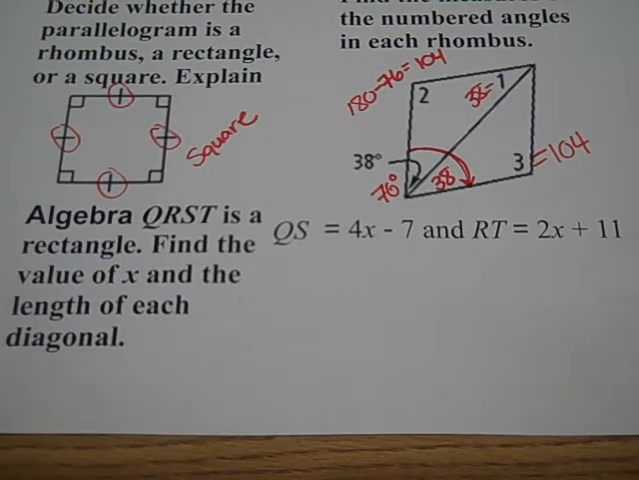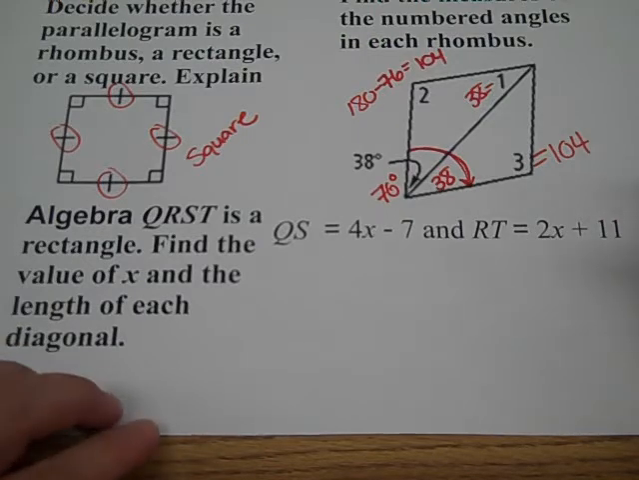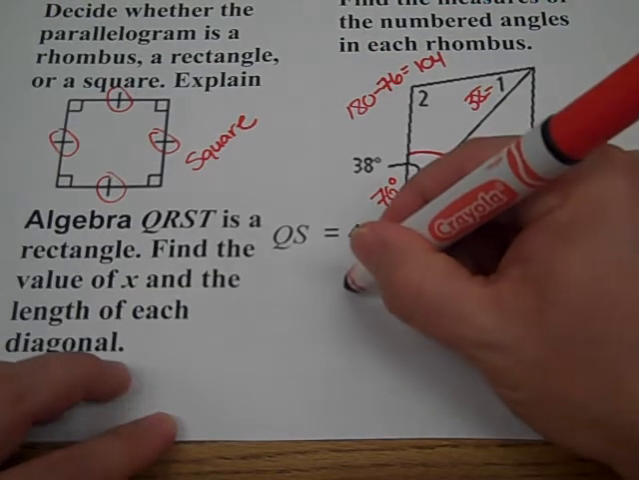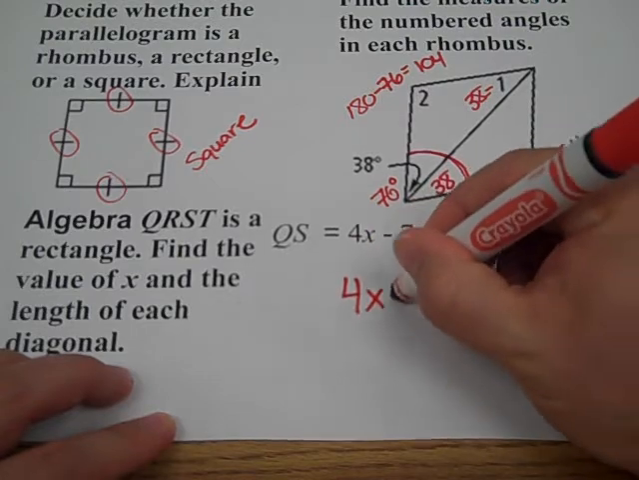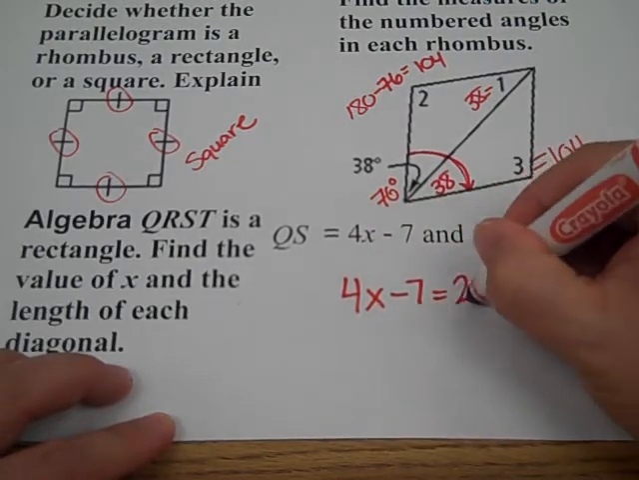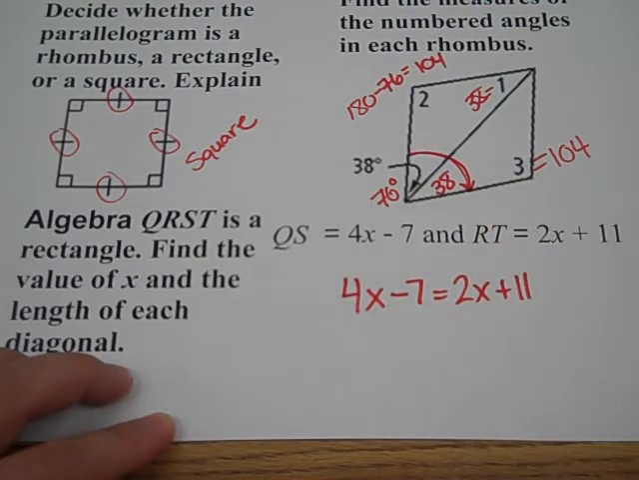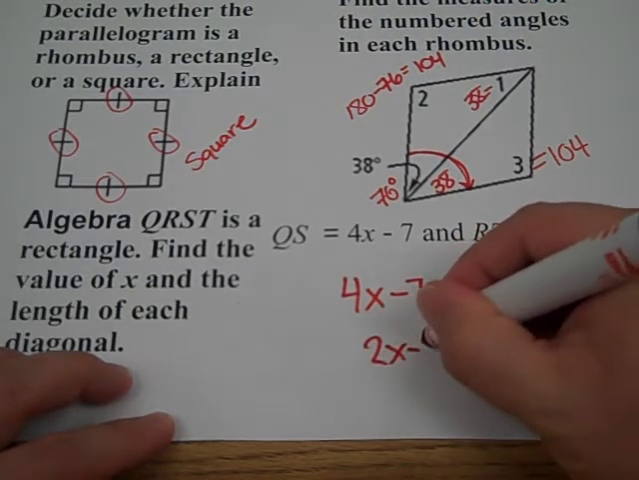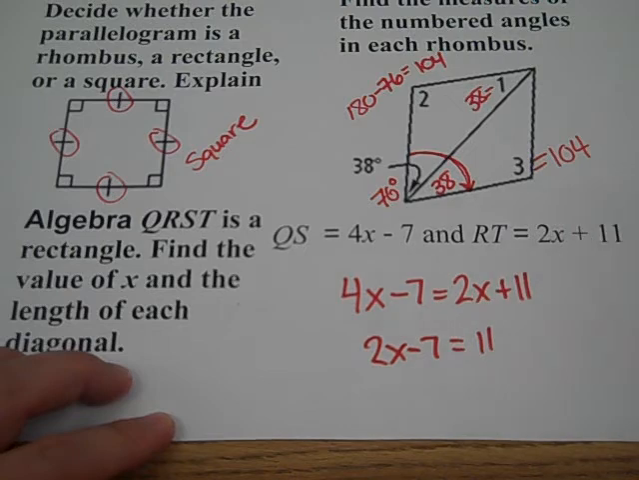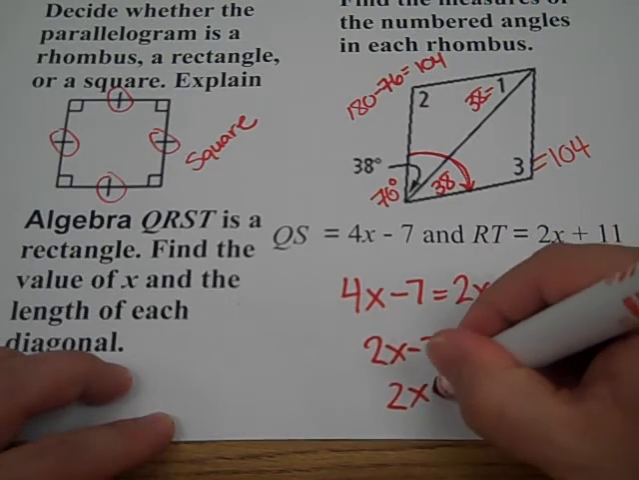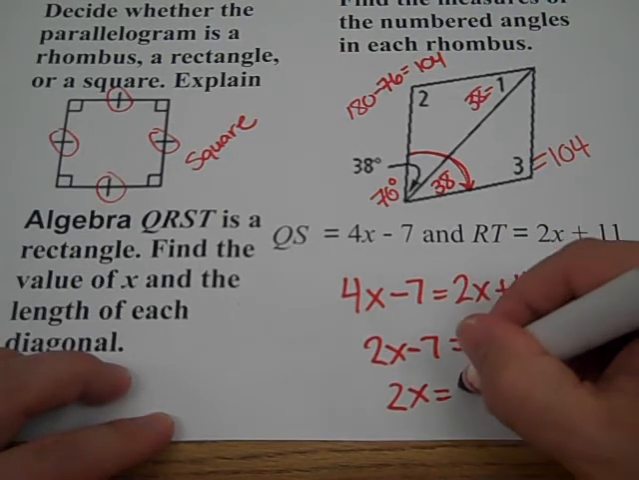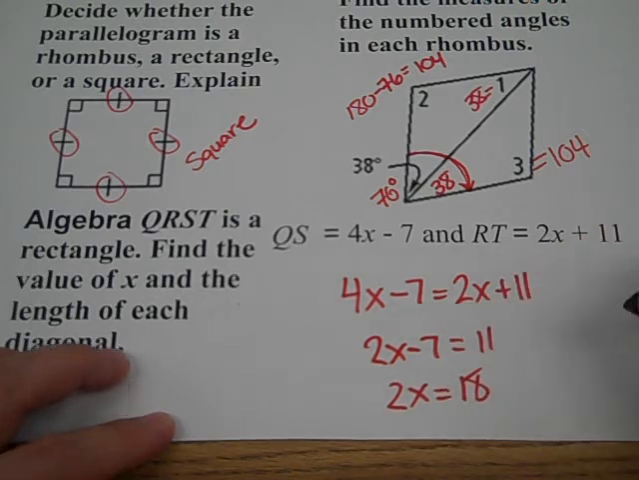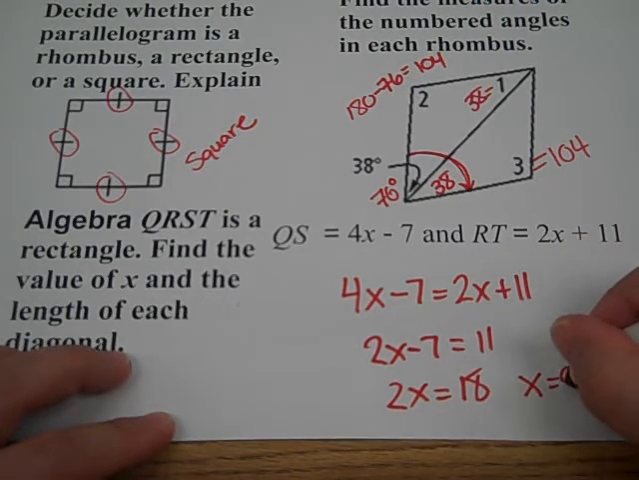If I have a rectangle and I know the diagonals, QS and RT, then I can just set them equal because diagonals in rectangles are equal. And then I can solve for x by subtracting 2x on both sides, adding 7, and dividing by 2, x is 9.